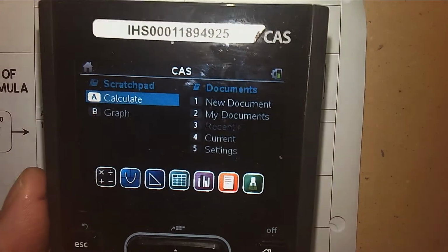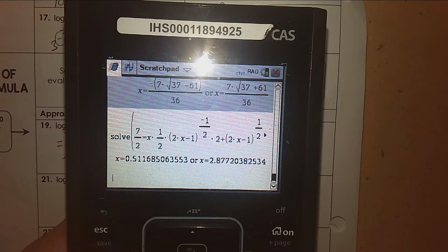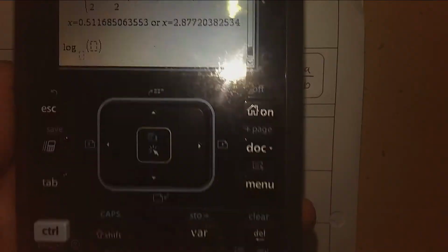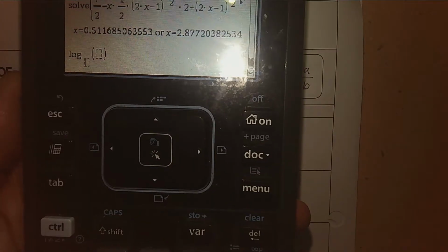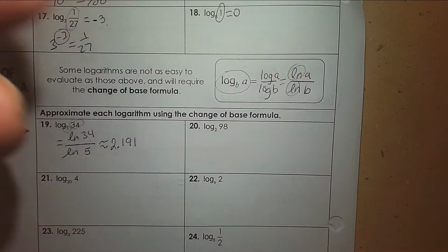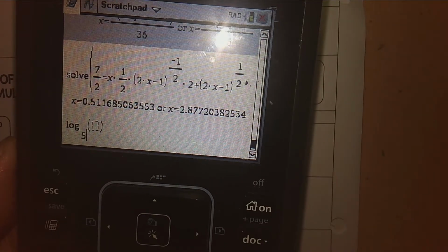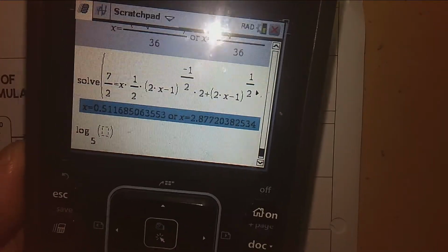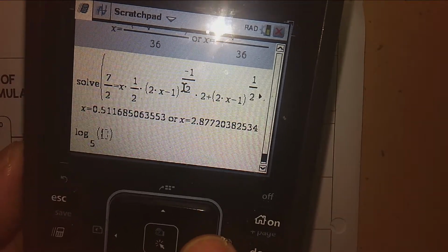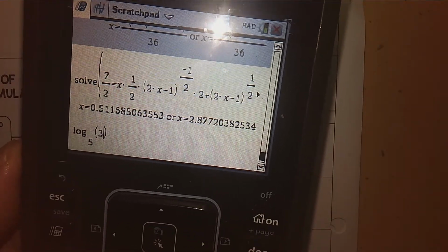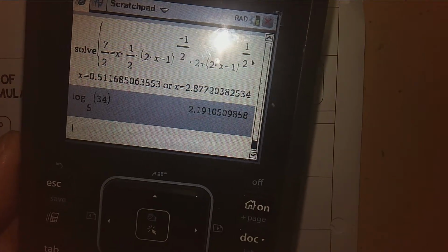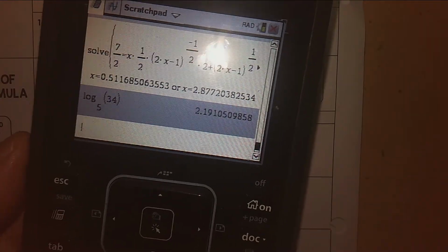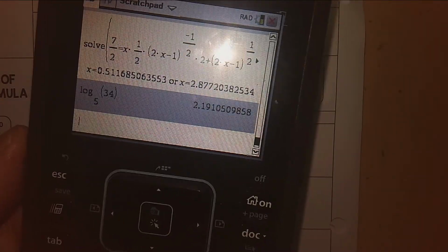All right. So you press the blue button. So do you see what pops up when you press that blue button and 10 to the x? And then you just type it in. The base is 5, and the inside of the logarithm is 34. And then just go control enter. And you'll get the same answer, 2.191. So with the newer calculator, you don't need to change the base. You just press the button and fill it in. That's it. Simple. All right.